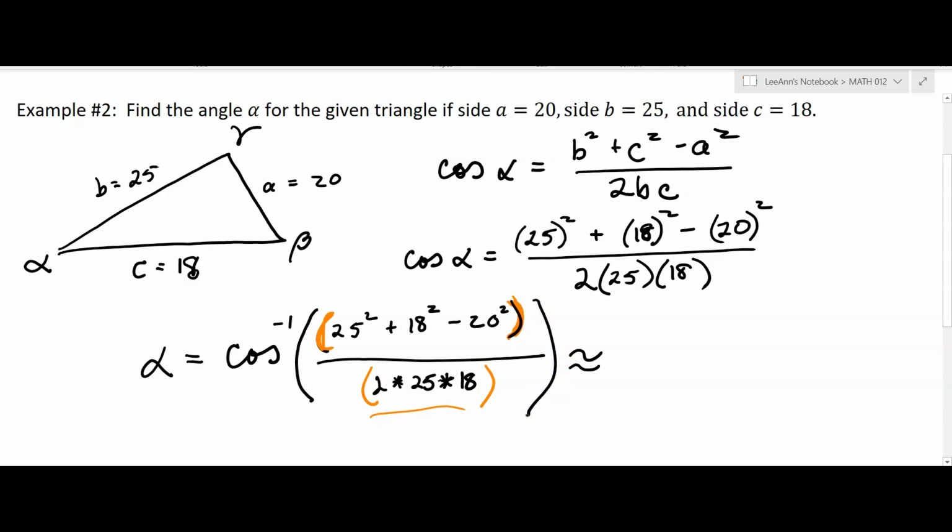Equals. And it says it's about 52.4 degrees. So, and make sure you're in degrees. Okay, so that's the answer for alpha. That's all they wanted. They could have asked for both beta and gamma, but they just didn't.